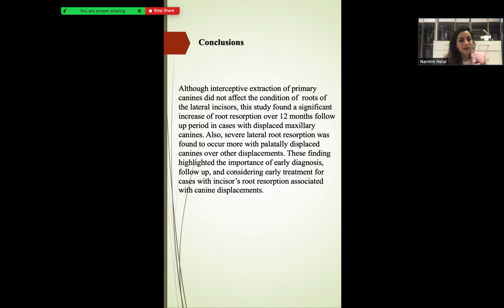Also, severe lateral root resorption was found to occur more with palatally displaced canines than with other displacements, and this is similar to other studies. Our findings highlight the importance of early diagnosis, follow-up, and sometimes considering early treatment for cases with incisor root resorption associated with canine displacement.